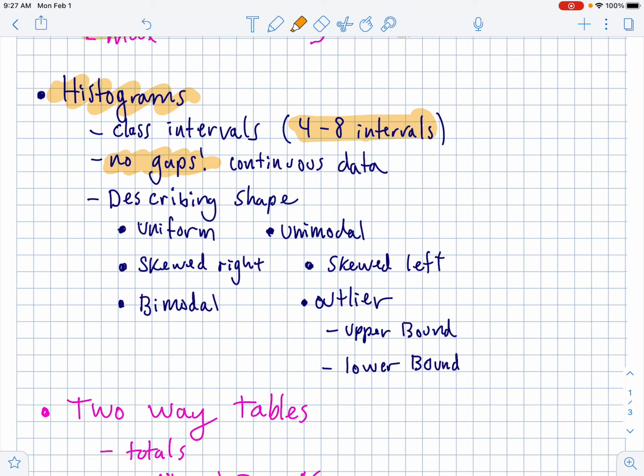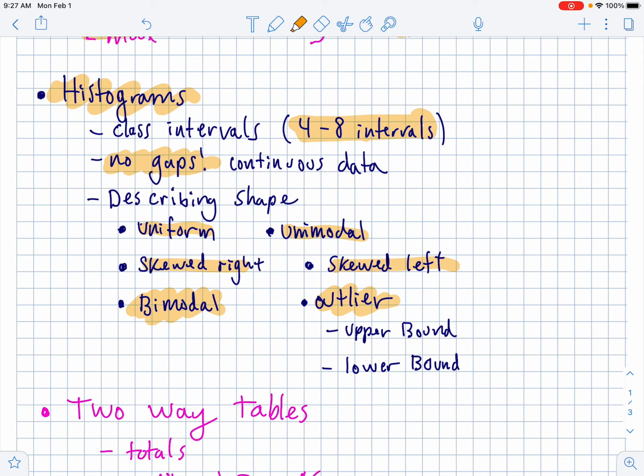We also learned some vocab words about describing the shape of a histogram. Uniform is when it's pretty flat. Unimodal, which means there's only one mode, that there's only one highest bar. Remember, skewed right and skewed left are definitely the opposite of the way you want them to be. It's about which side has the longest tail. So if the data is sort of pushed to the left, that's called skewed right, and if it's pushed to the right, that's called skewed left. Bimodal is when you have 2 modes, 2 tallest bars as the modes.